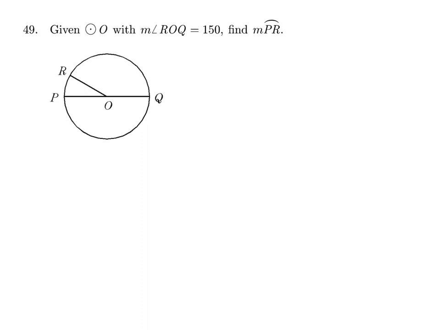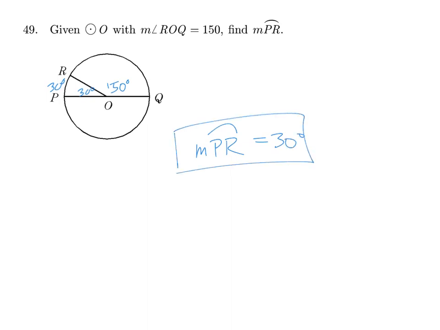Alright, given circle O with measurement of angle ROQ is 150 degrees, find measurement of arc PR. Okay, if that's 150, then this is 30 degrees, and the central angle has the same measure as the arc PR. So measurement of arc PR is equal to 30 degrees. Done.